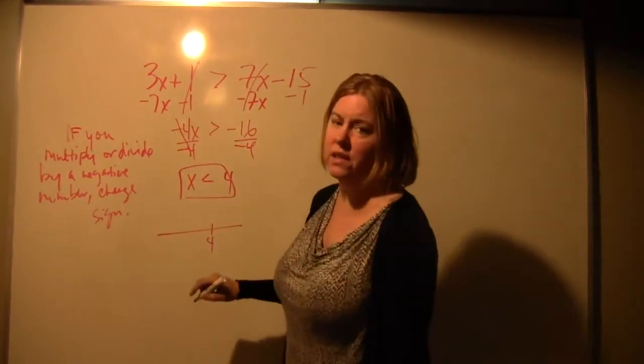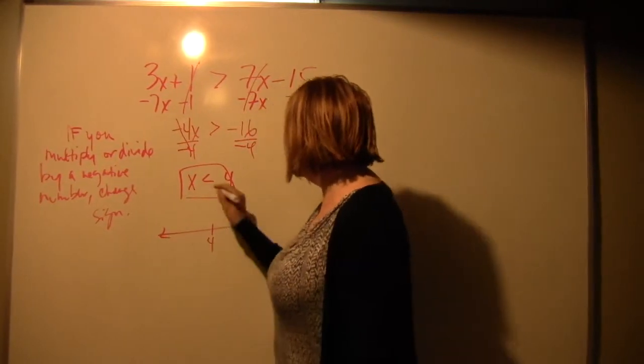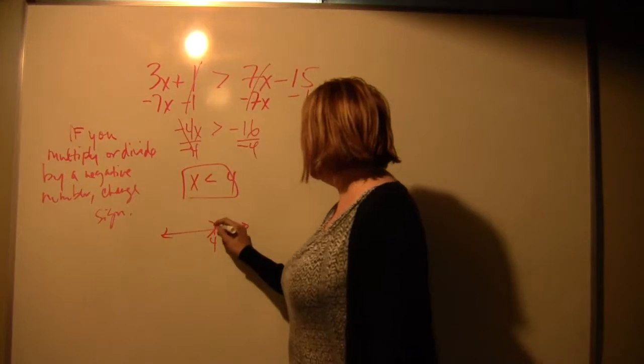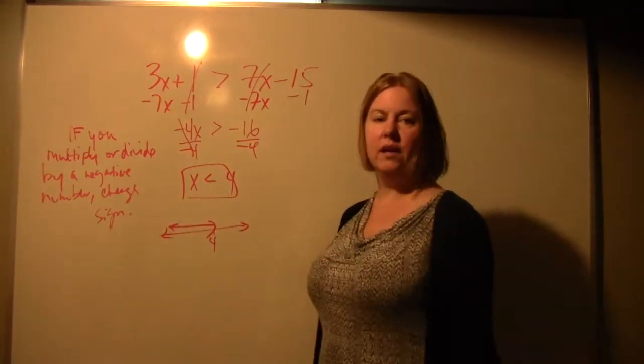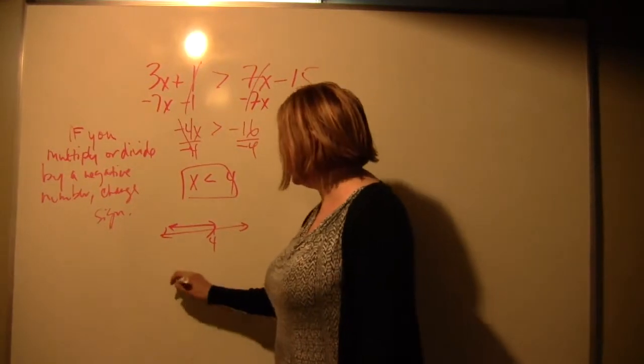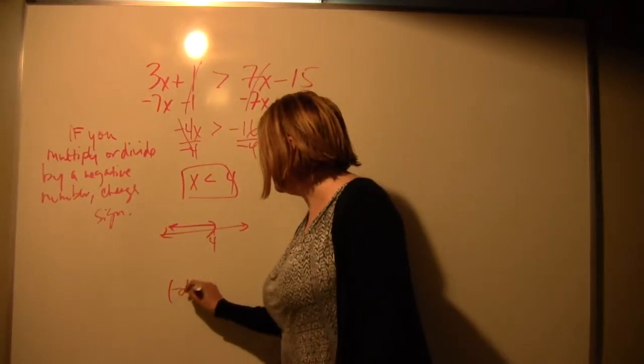I always think the graph is easier to do first. And it's less than, so it gets a parenthesis. And less than 4 is that way to negative infinity. So that's your graph.